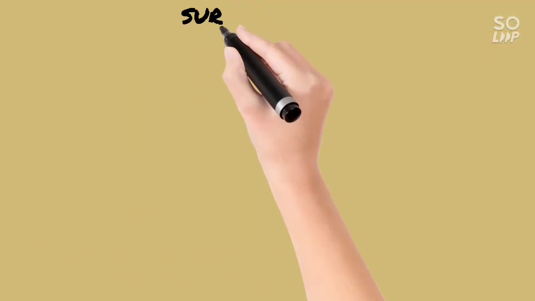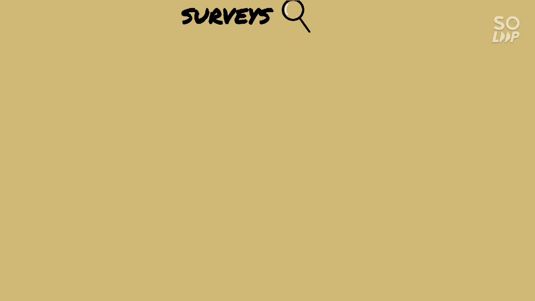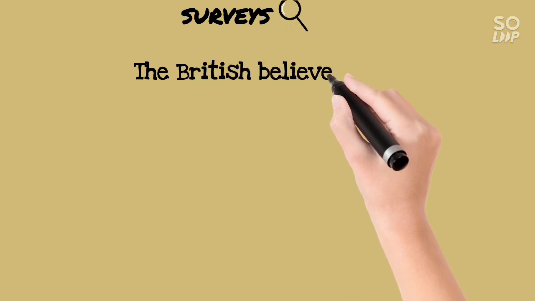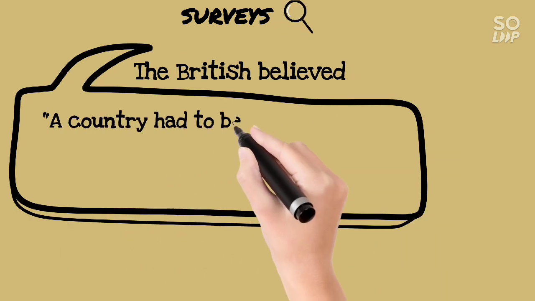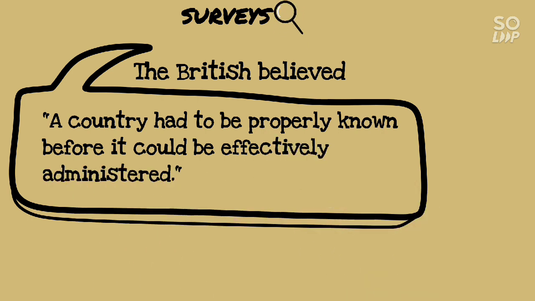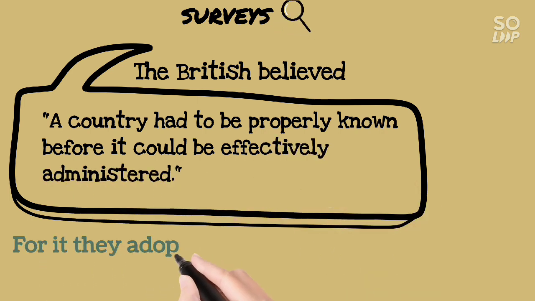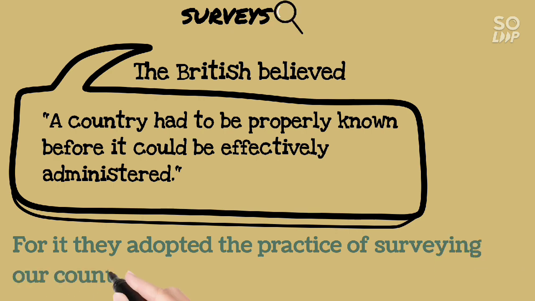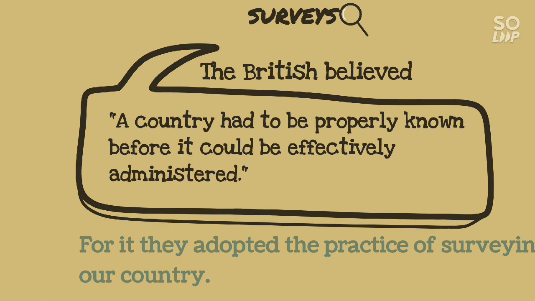Let's focus on the next source, that is surveys. Before discussing it, I am going to tell you that the British government believed a country had to be properly known before it could be effectively administered. And for it they adopted the practice of surveying our country. Okay, we will explore this in two phases by taking two examples.